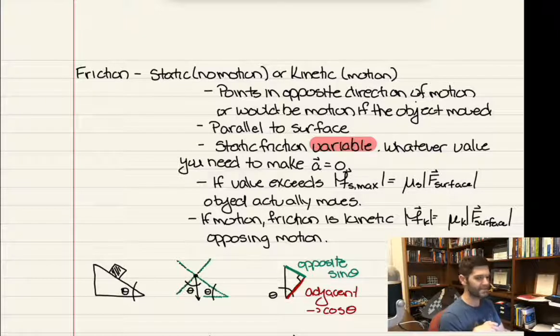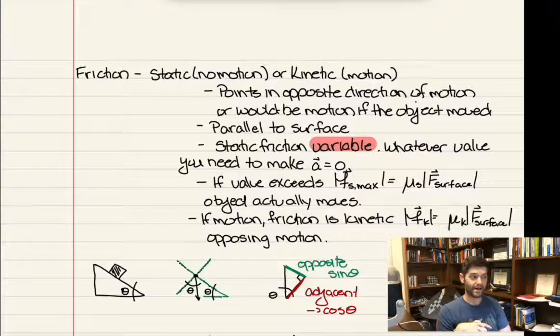If static friction exceeds some constant mu sub s times the contact force with the surface that is rough and has friction. Again, call it a normal force if you want, but all the rules that we just talked about with the normal force still apply. If the force you've calculated previously exceeds this value, then the object actually is moving, not stationary.